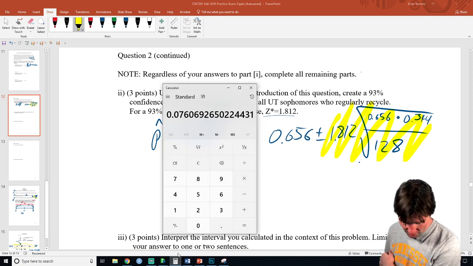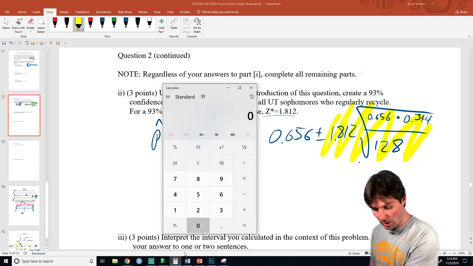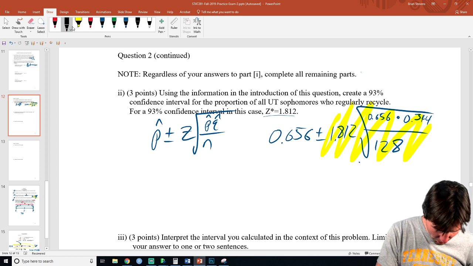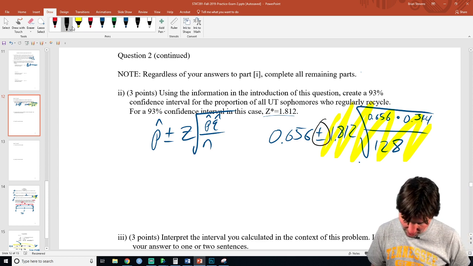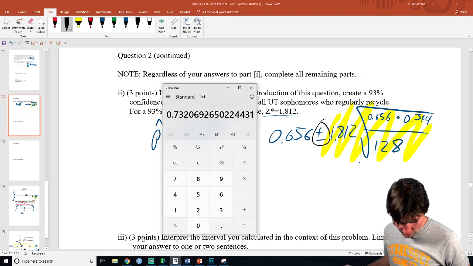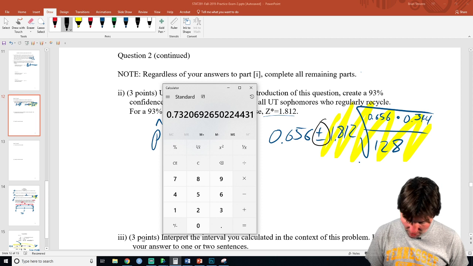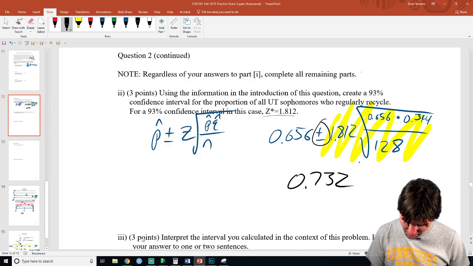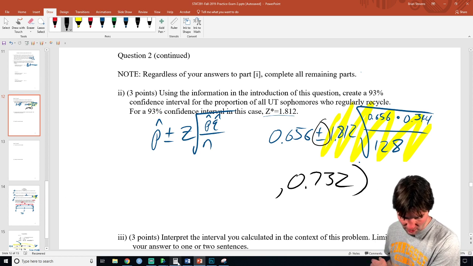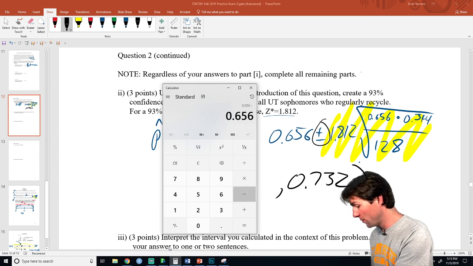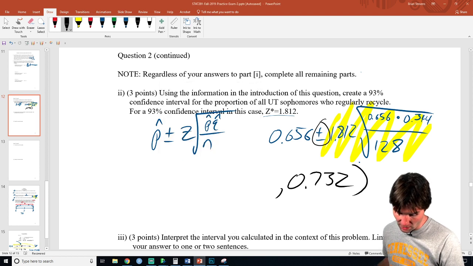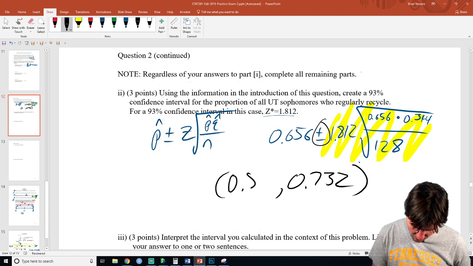And now since we found the margin of error, we take 0.656 plus the margin of error. All I'm doing is the plus or minus right here. So that was the upper. The upper is 0.732. And then the lower of the interval, I have to take 0.656 minus the margin of error. So that'll be 0.57, it rounds to 0.58 right there. So let's just put that in right here, 0.58.